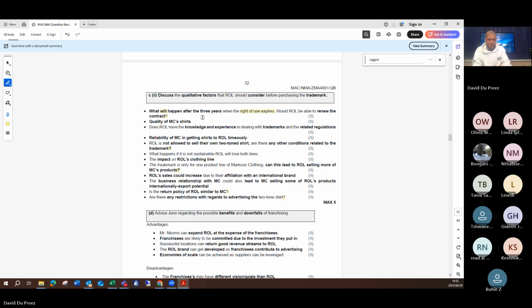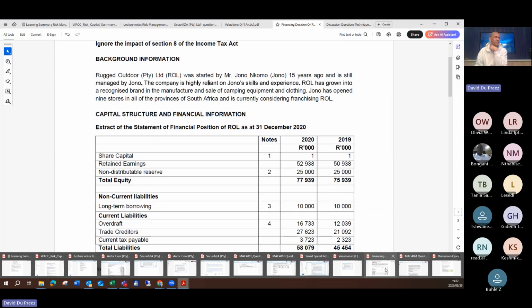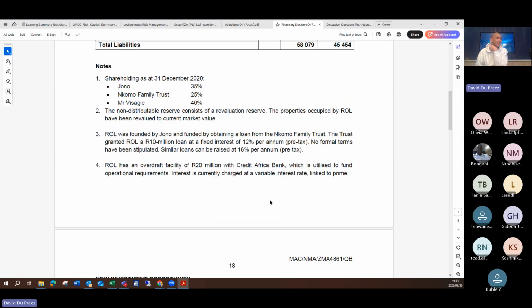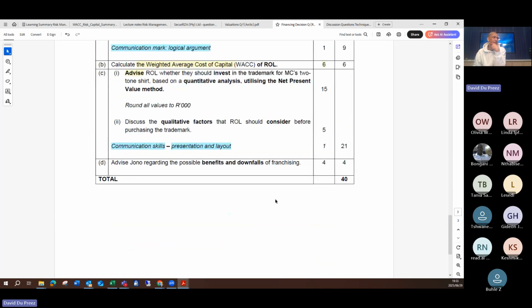Okay, awesome. So then question D. Question D says, advise again, of this 4 marks, one must be a conclusion. Which means you have to give possible benefits and downfalls of franchising, which is only 3 marks.